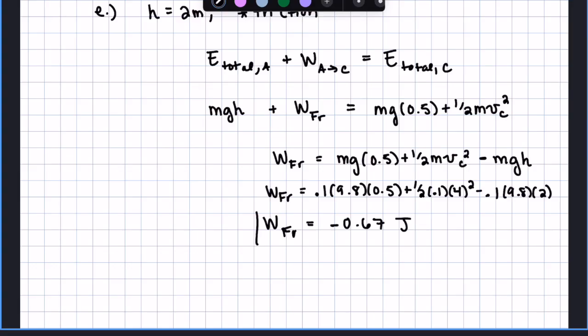And since this is friction, something that's inherently trying to slow things down, I would expect the work from that to be negative, because it's taking energy out of our system that it had to start with.